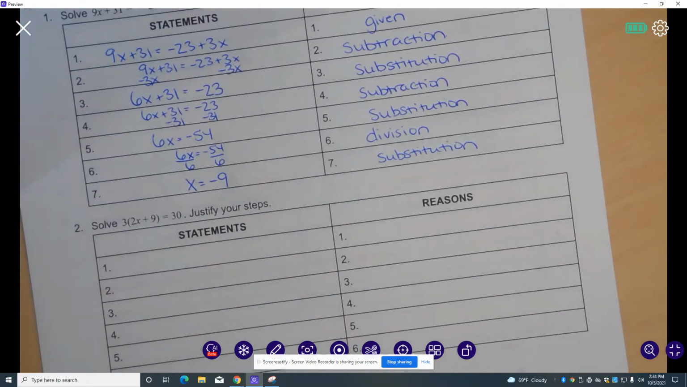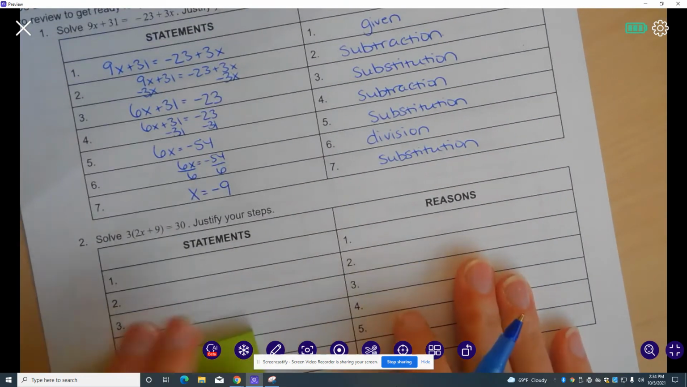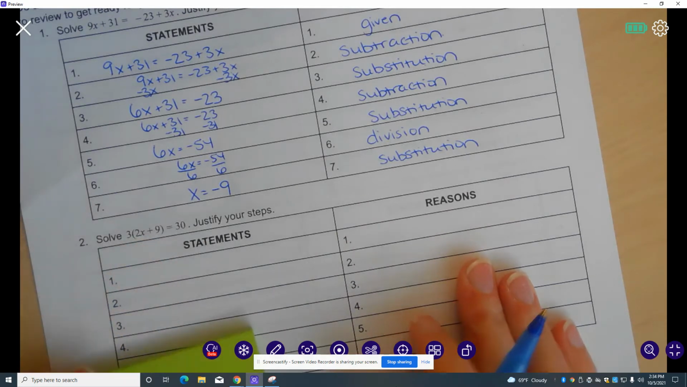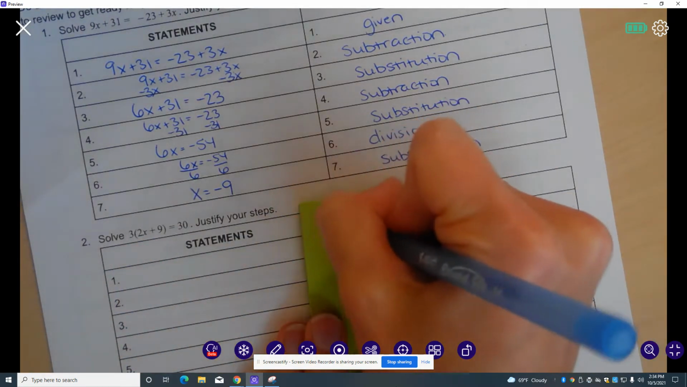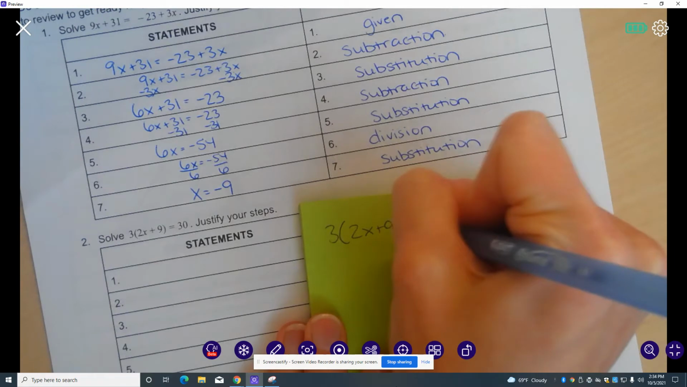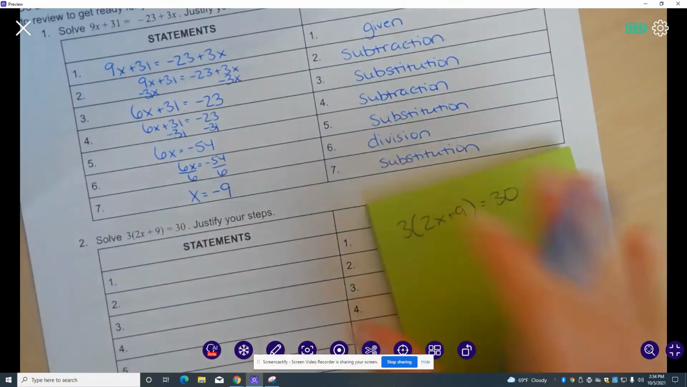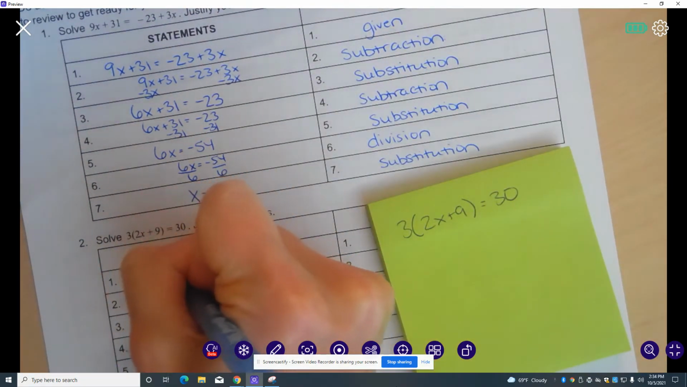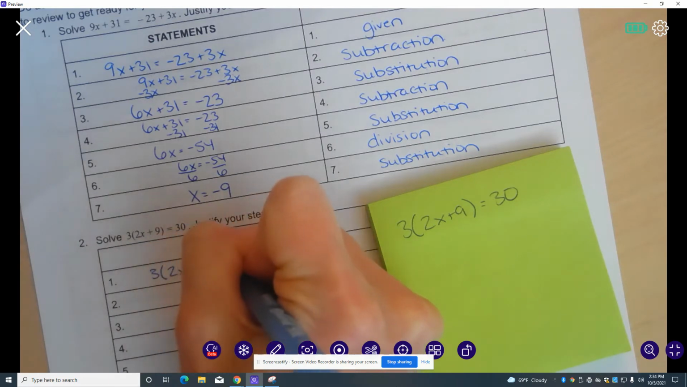All right, let's work with number 2. On number 2 now, okay. Solve 3 times the quantity 2x plus 9 equals 30. Okay, I'm going to start with that as my first given statement.